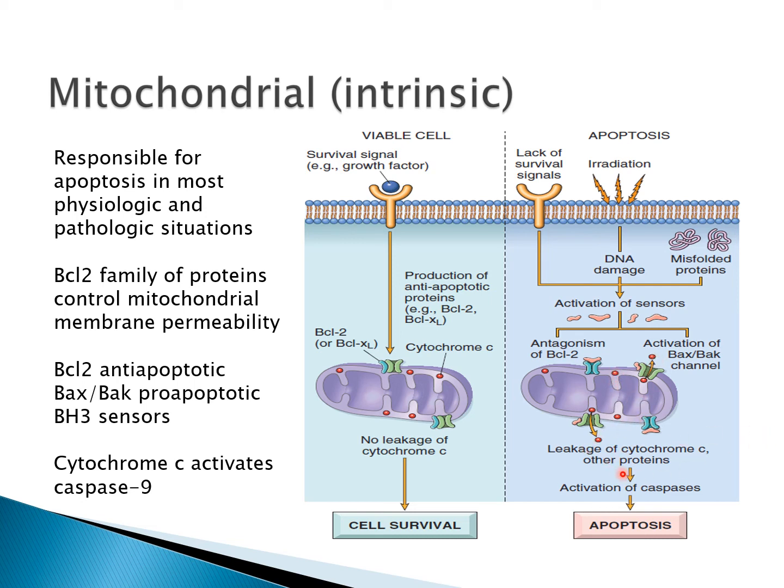Cytochrome C, when it reaches the cytoplasm, will lead to activation of caspases, principally caspase 9, which will start a sequence of events that will lead to the digestion of the cell, or the death of the cell. That is apoptosis. So this is the mitochondrial pathway.